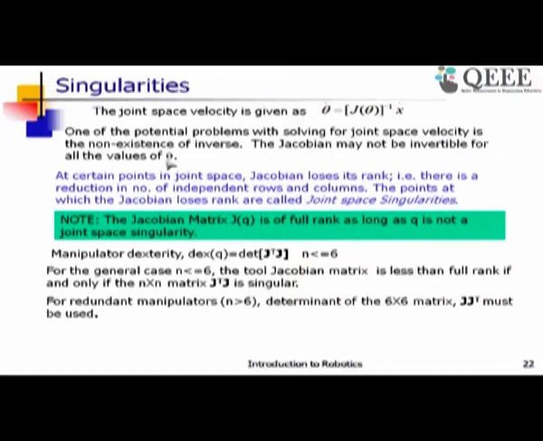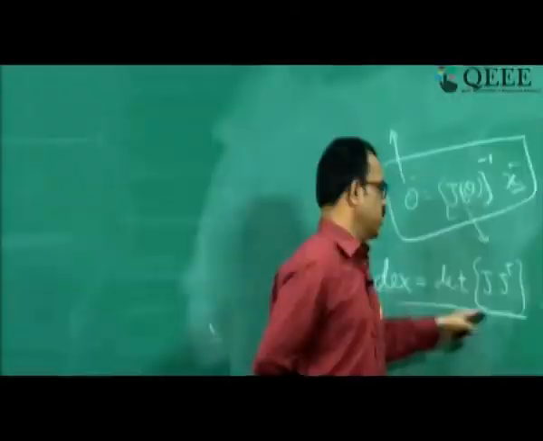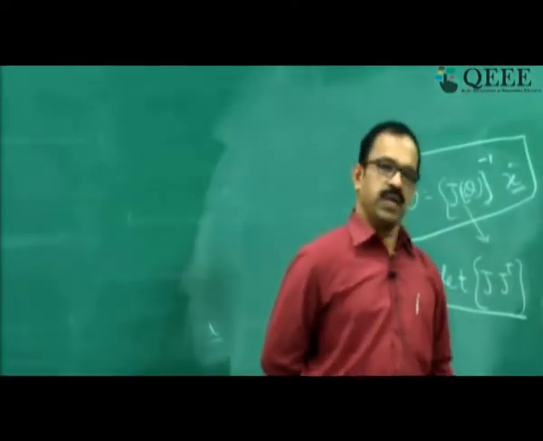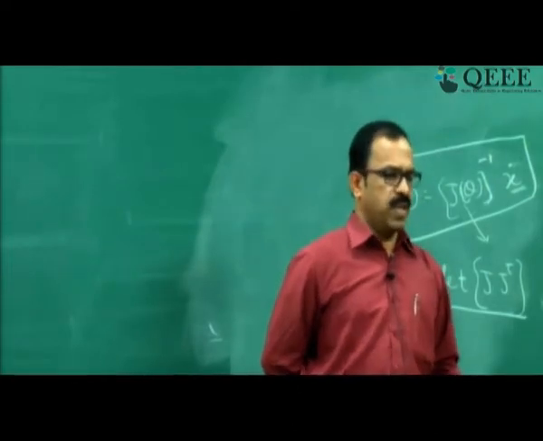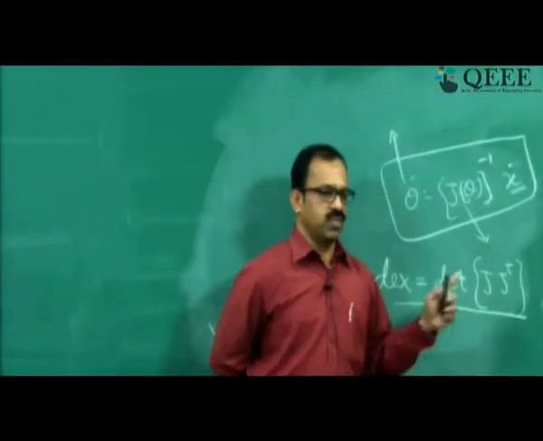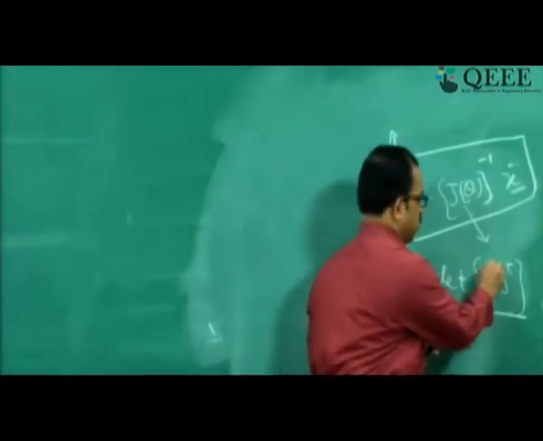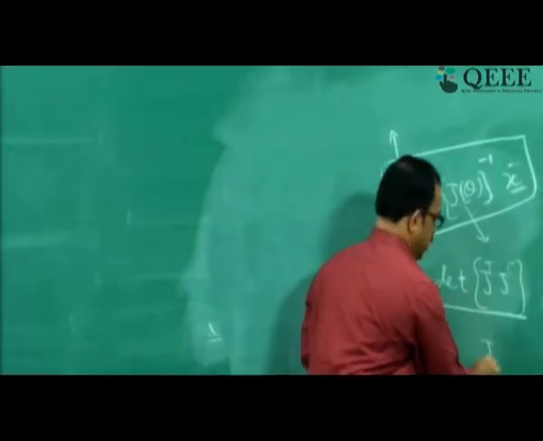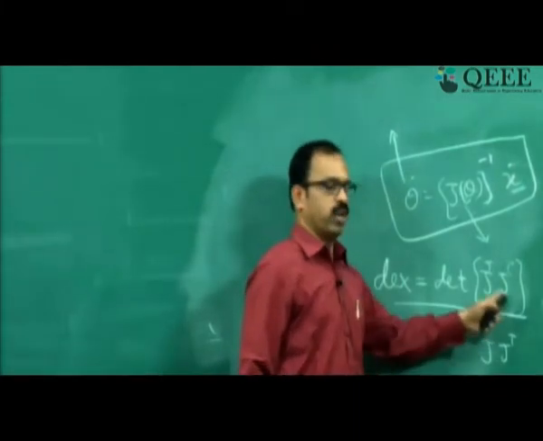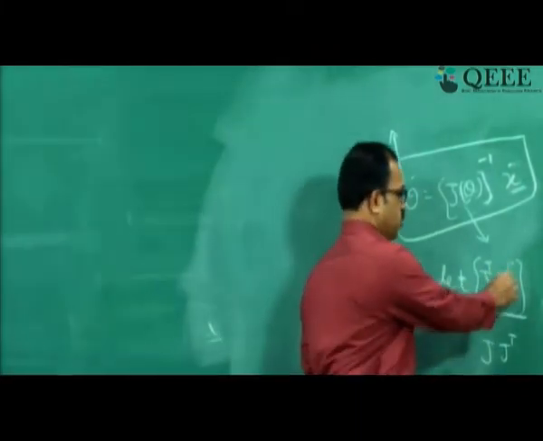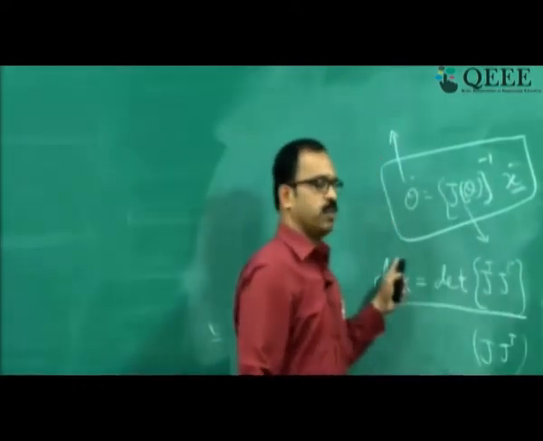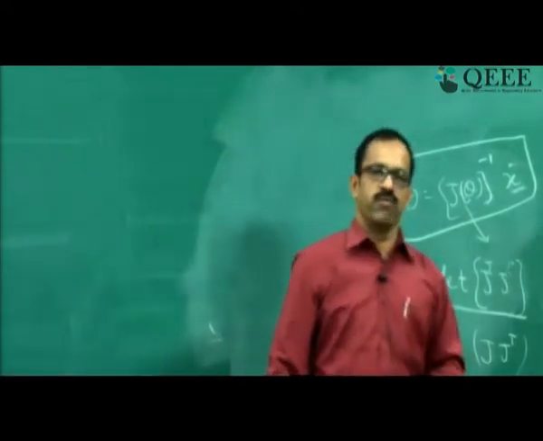For the general case, the true Jacobian matrix is less than full rank if and only if the M by N matrix J transpose is singular. So if J transpose is singular, the determinant is 0, then the dexterity will be 0 and it will be at a singular space. For redundant manipulators, of course, you need to get a square matrix always, so it will be J transpose J or J transpose that can be used. If the determinant of this is 0, then you will be in a singularity, or it loses its full rank.